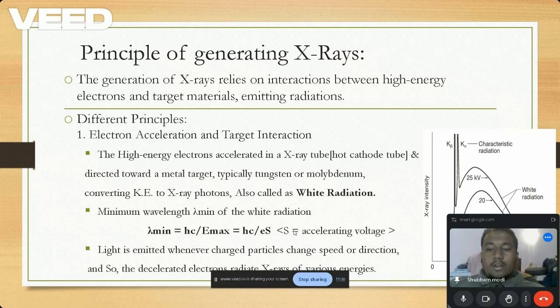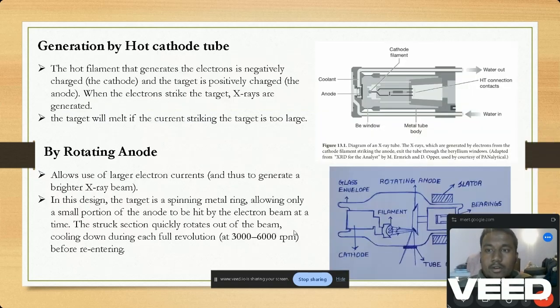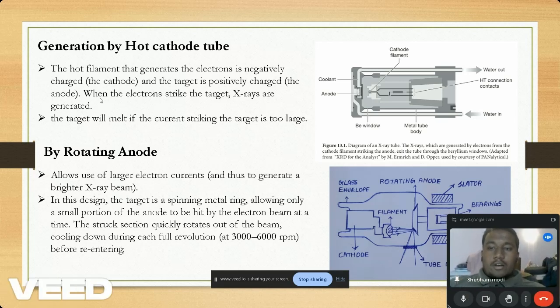Light is emitted when charged particles change speed or direction. Meaning if there is a change in the particle's movement, we will get light. So the decelerated electrons radiate X-rays of various energies. So generation of X-rays by hot cathode tube. The hot filament that generates the electrons is negatively charged, which is the cathode, and the target is positively charged, which is the anode. When the electrons strike the target, X-rays are generated.